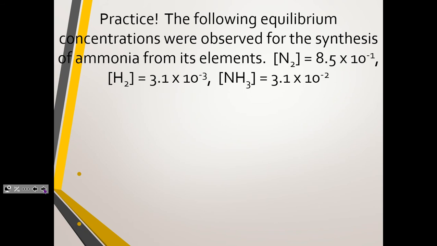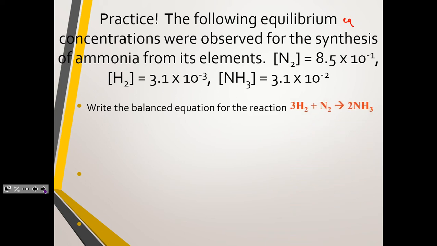Okay, let's practice. We have equilibrium, that's key, concentrations for the synthesis of ammonia. N2 is 8.5 times 10 to the negative 1, H2 3.1 times 10 to the negative 3, and ammonia 3.1 times 10 to the negative 2. First, we need to write a balanced equation for the reaction. 3 hydrogens, 1 nitrogen yields 2 ammonia.